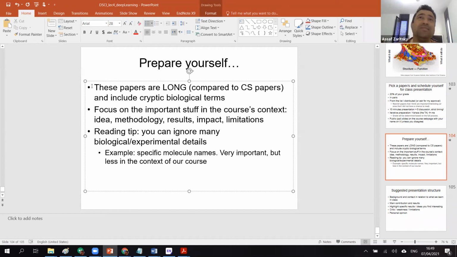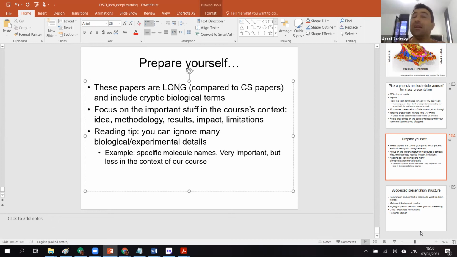What I can tell you as advice is try to ignore the name of a molecule. It is important, but you can refer to it as X. What you need to be careful about is not going into loops. You see a term, you go to Wikipedia or Google it, and then you read about it. Then you see another term and you start reading about that, and you're never going to finish reading your paper this way. This is also good practice for perfectionist people: you're not going to understand everything. You read, and you understand the main message in the context of this course in order to present it to the course.